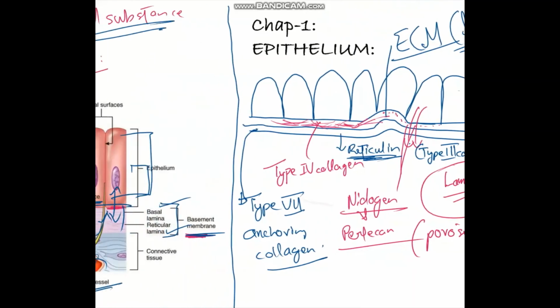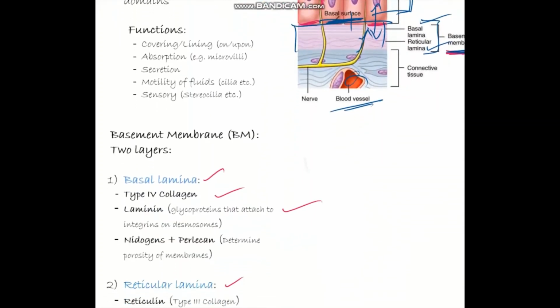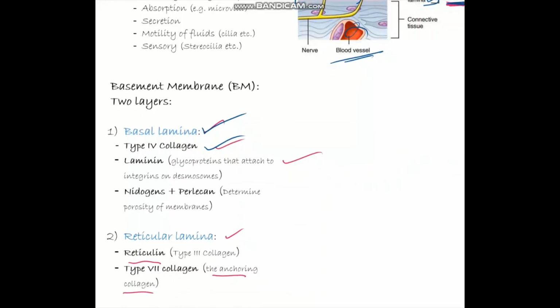All right, so let's go back to our notes and see what we have learned. So we have a low ECM right here that we've studied. And moving down towards the basement membrane, we've studied the basal lamina and what it contains. Extra stuff that it contains, apart from the general ECM, is type 4 collagen, laminin, glycoproteins that attach to integrins on hemidesmosomes, and nidogen and perlecans, which determine the porosity of membranes, how much exchange is allowed between materials. And the other layer, the distal layer, is called the reticular lamina. It contains reticulin and type 7 collagen, the anchoring collagen.